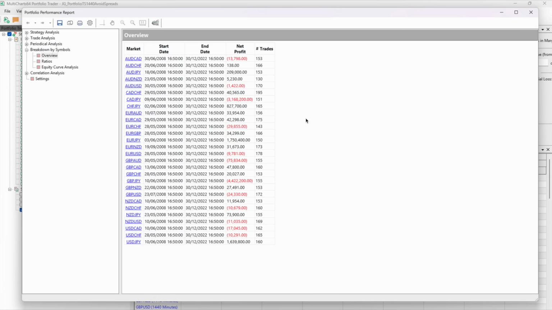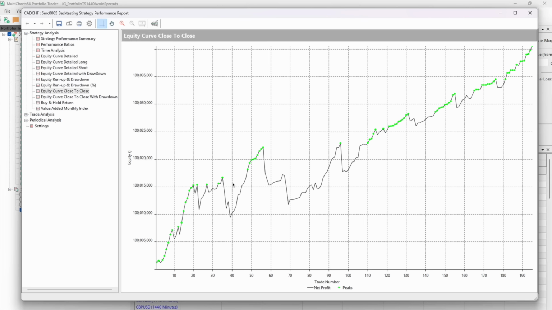So the three which did show some promise, my favourite is probably the first one, Canadian dollar, Swiss franc, and we had euro pound and euro New Zealand dollar. I'm going to move forward with Canadian dollar, Swiss franc, just because I think it's a nice consistent equity curve, especially in the second half of the test. It's looking really good. These green dots show new highs in the equity.